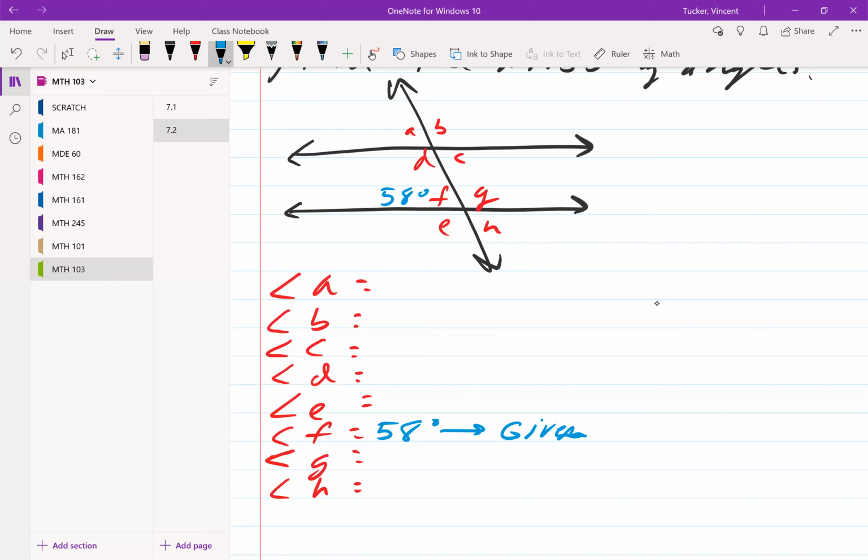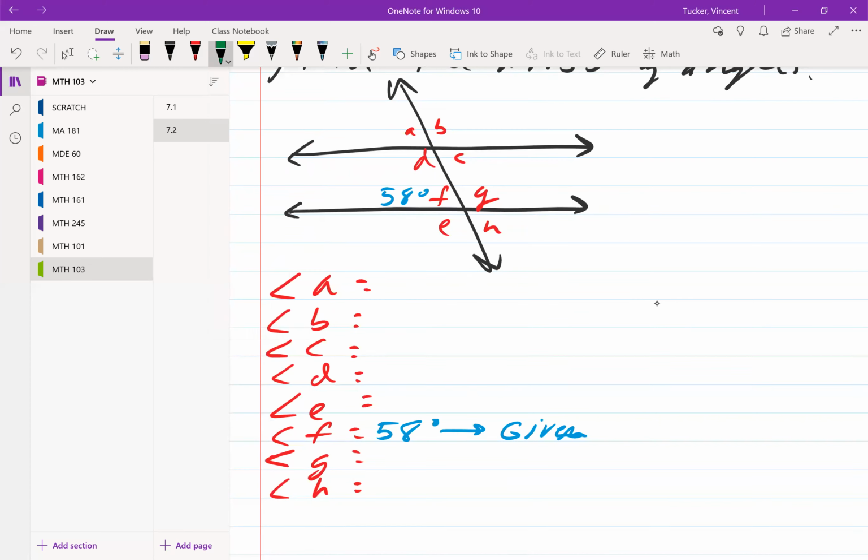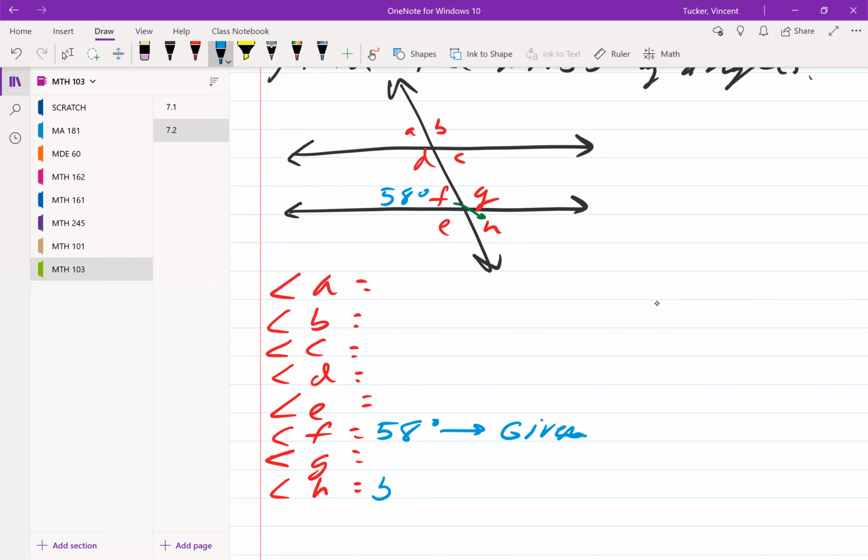So when we look at F, one of the easiest places we can go without any calculation would be H. Remember, that's opposite of F. And if that's the case, it is a vertical angle, and that is also 58 degrees. So that's a vertical angle to F.